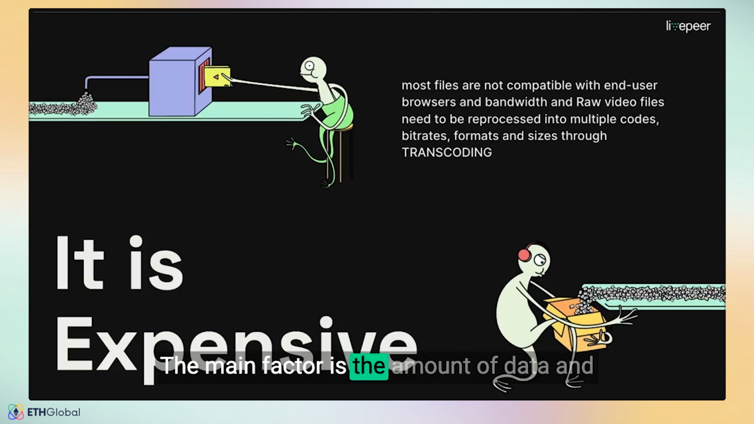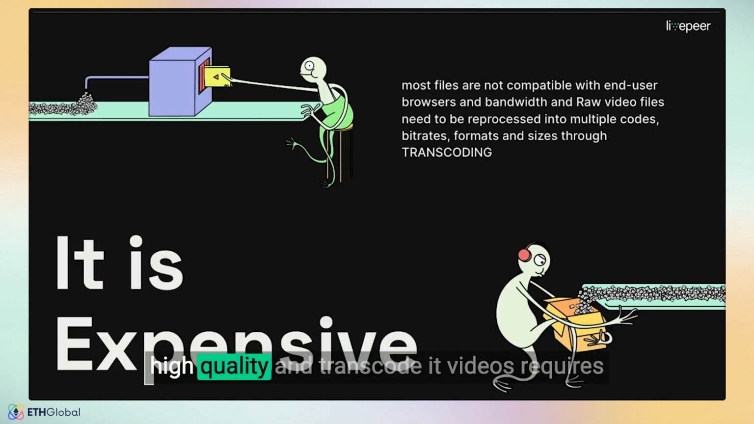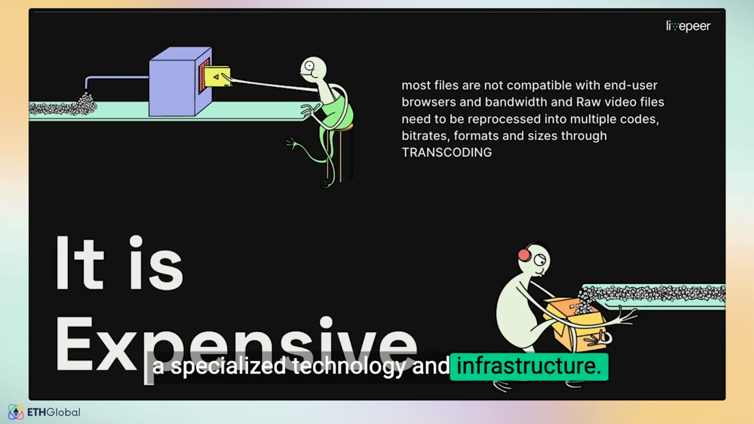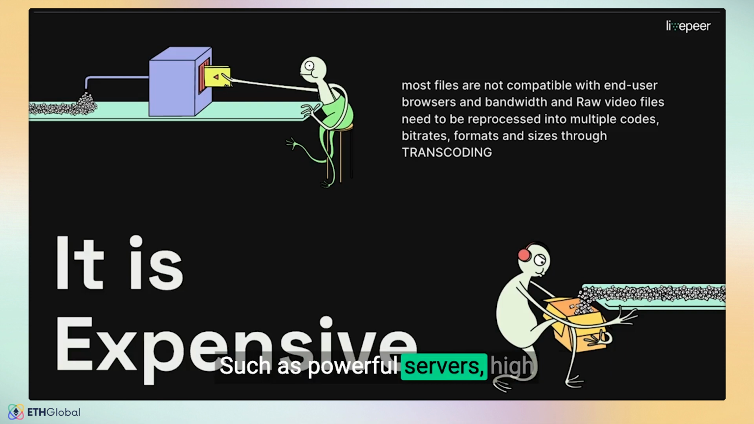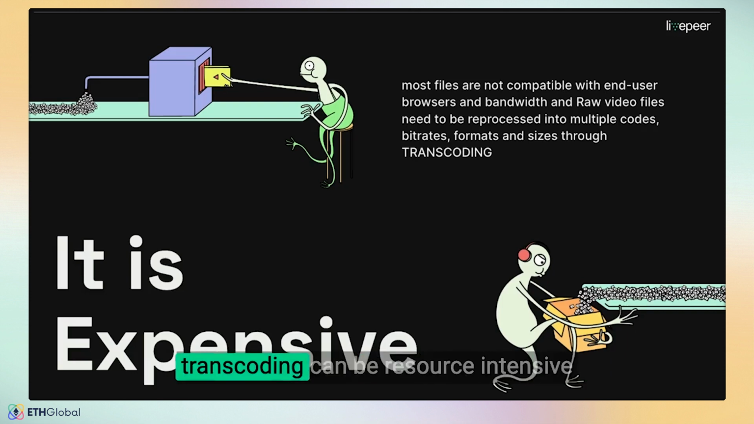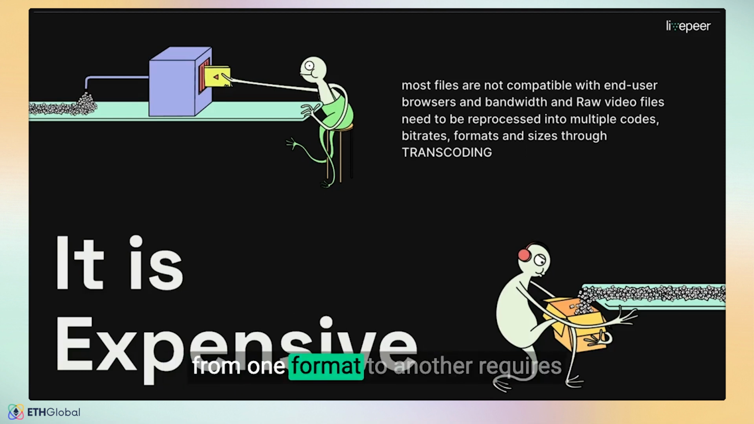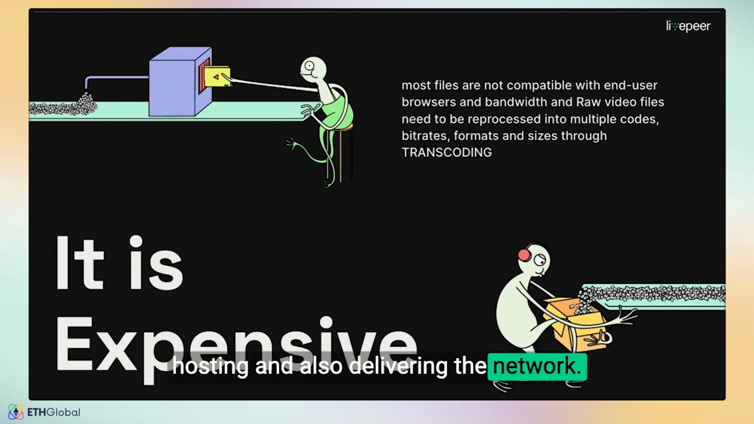The main factor is the amount of data and bandwidth required to transmit and receive high quality and transcoded videos. It requires specialized technology and infrastructure, such as powerful servers and high-speed networking equipment. Furthermore, video streaming and transcoding can be resource-intensive processes, which can increase the cost of hosting and delivering the video content. For example, transcoding a video from one format to another requires lots of computing power and storage, which can drive up the costs of hosting and also delivering over the network.